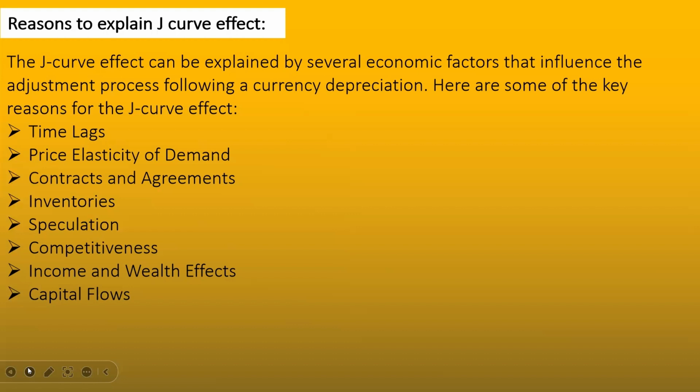In summary, the J-curve effect results from a combination of factors, including time lags, the price elasticity of demand for goods and services, the nature of international contracts, and the adjustment processes of economic agents. These factors contribute to the delay between a currency depreciation and the eventual improvement in a country's trade balance.